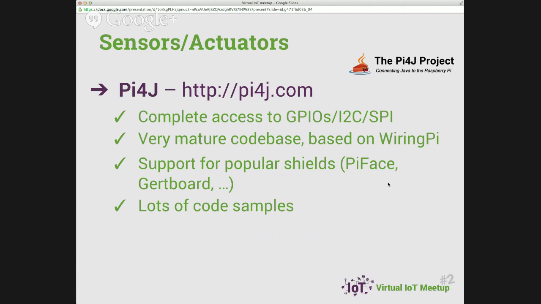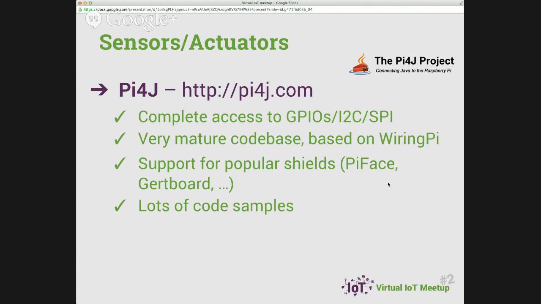You can, for example, use directly the sysfs API, right? But if you want to really do fine monitoring of the GPIO states and stuff, you really need to have some kind of more native implementation, which is exactly what Pi4j is about. So it's a Java API for doing GPIOs, I2C, SPI. It's very mature. It's based on the wiringPi C layer, and it also comes with support for nice external shields, Raspberry Pi shields like the PiFace or the Gertboard.